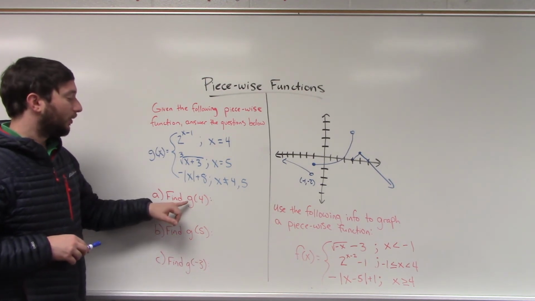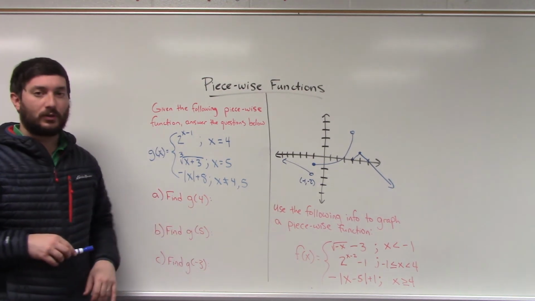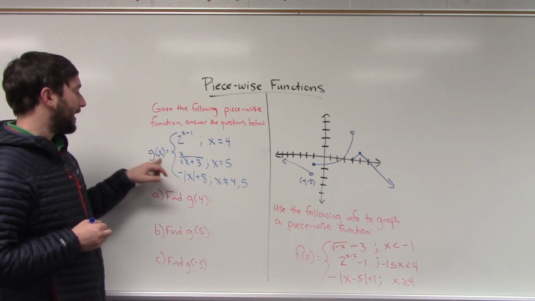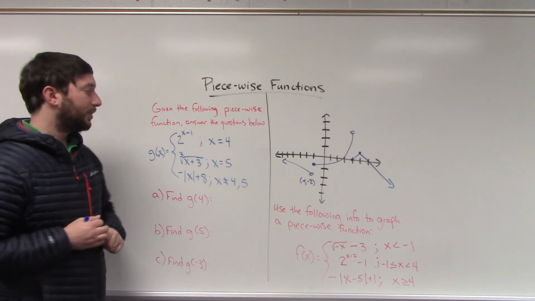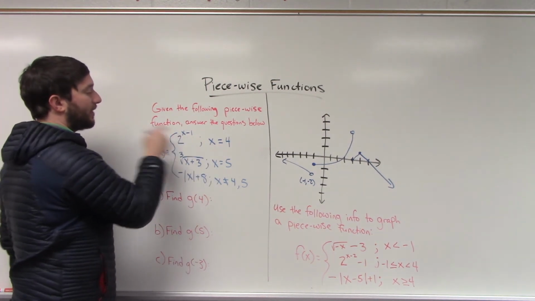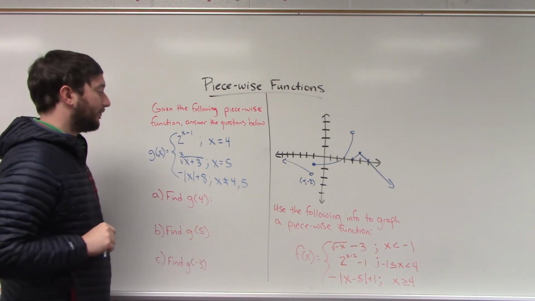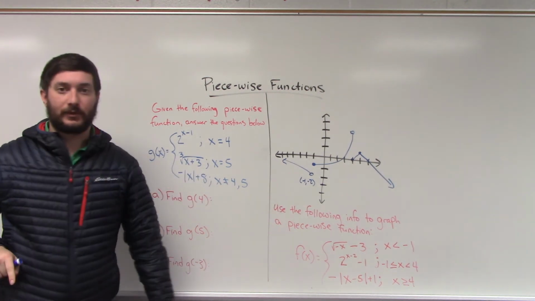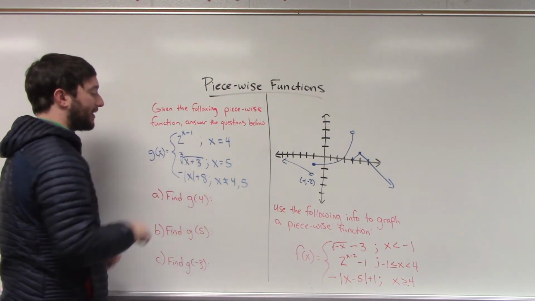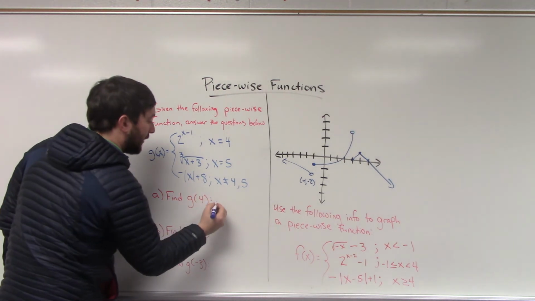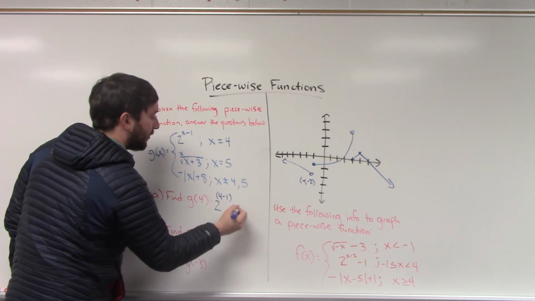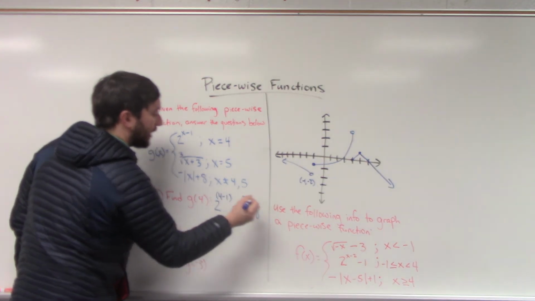Okay, so let's find out what this function equals when x is 4. When x is 4, g of 4 is going to equal this top piece when a 4 has been plugged into it, right? Because down here, x is not allowed to be 4. And here, x is only allowed to be a 5. This is the piece when x is allowed to be a 4. So that would give us 2 to the power of 4 minus 1 as our exponent, which is 2 cubed. And 2 times 2 times 2 is 8.